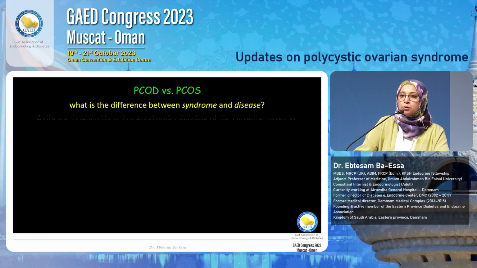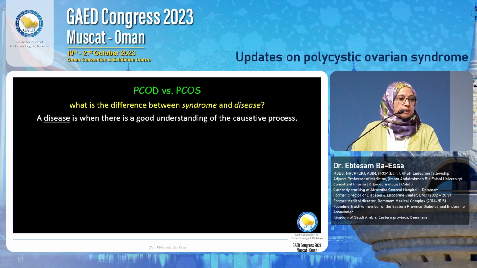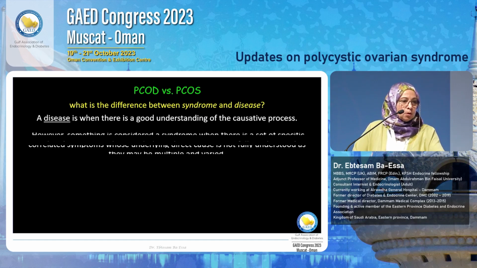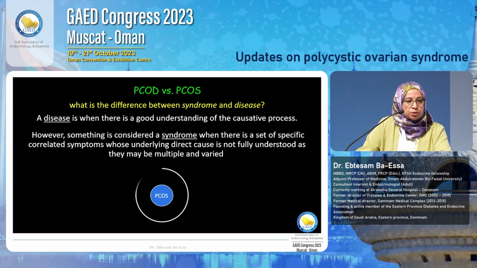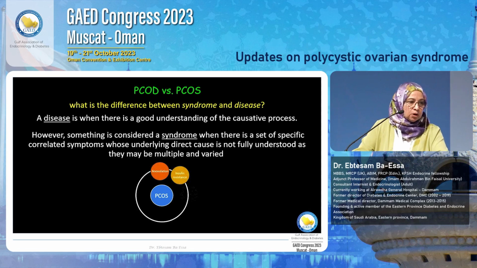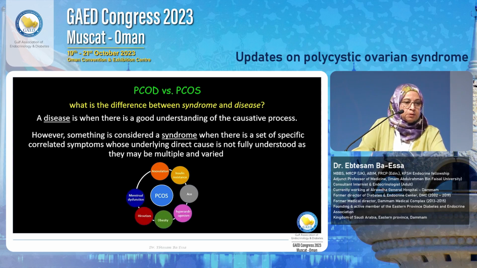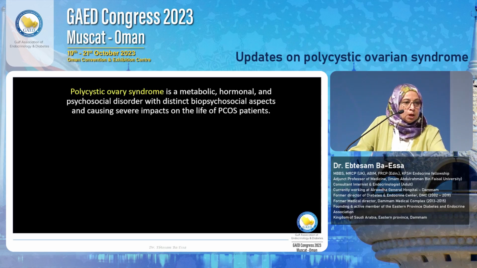So what is the difference between polycystic ovary syndrome and disease? A disease is when there is a good understanding of the causative process, while a syndrome is considered when there is a set of specific correlated symptoms whose underlying direct cause is not fully understood, as they may be multiple and varied, as we have in polycystic ovary syndrome. So polycystic ovary syndrome is a metabolic, hormonal, and psychosocial disorder with distinct biopsychosocial aspects, causing severe impact on women with polycystic ovary syndrome.